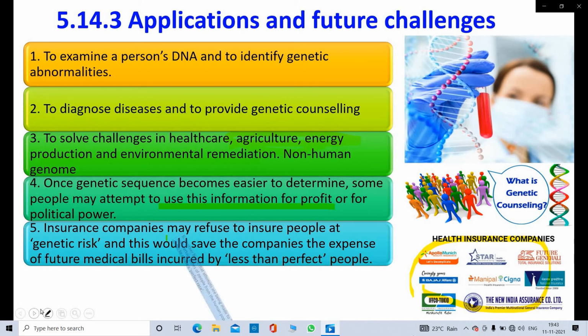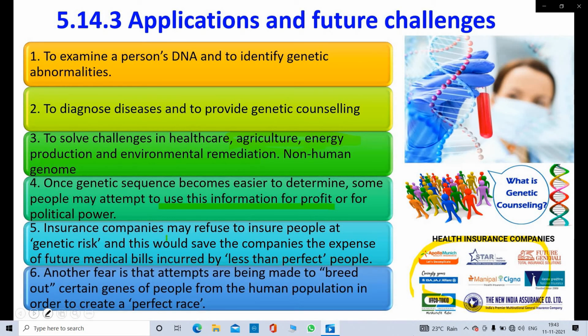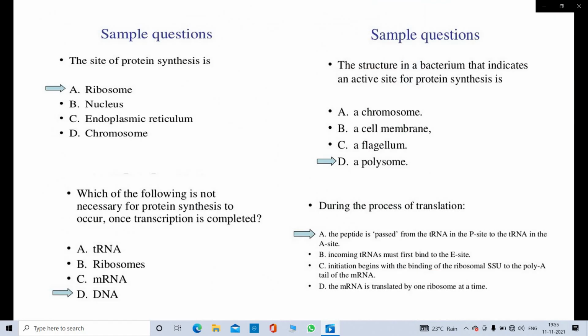Okay. And the sixth point is, another fear is that attempts are being made to breed out certain genes of people from the human population in order to create a perfect race. Students, these are all some sample questions you can go through.